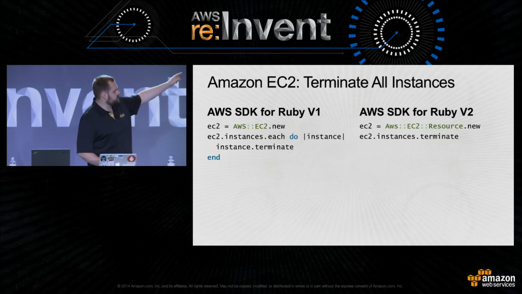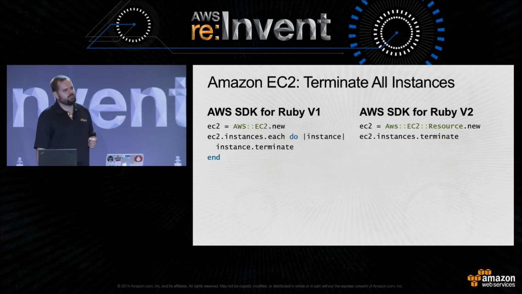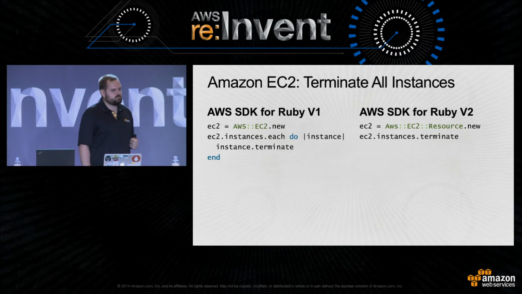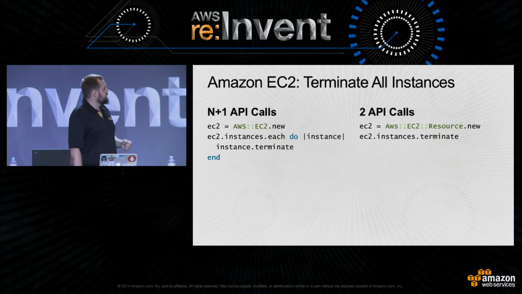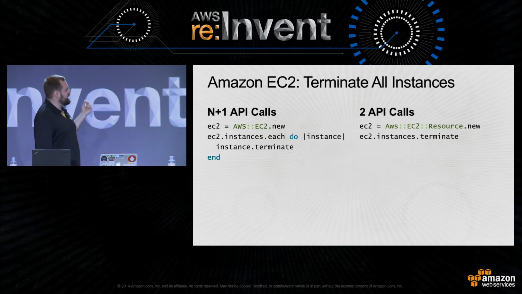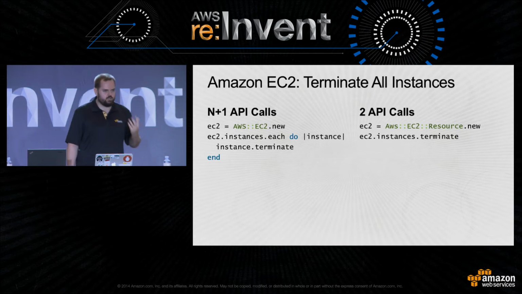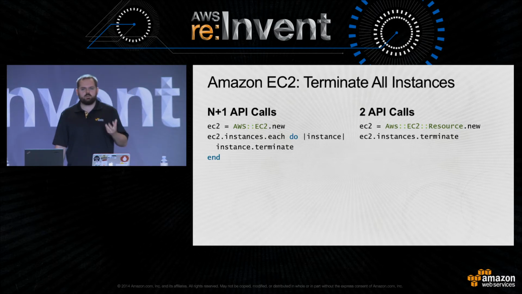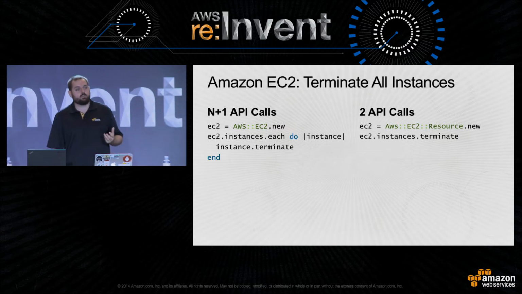Well, in V1, we're looping over the instances and calling terminate. Right. So 2 calls, 1 for the describe, 1 for the terminate in V2, and n+1 for V1. So we're going to make 101 calls versus 2. I know some of you I've talked to have already written batching support within V1 to try to replicate this behavior. Now it comes out of the box.